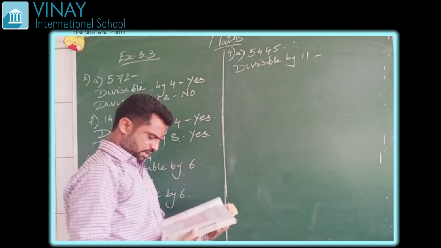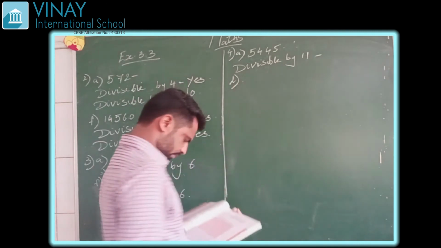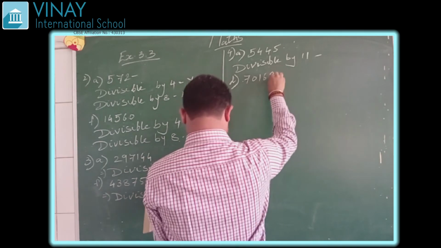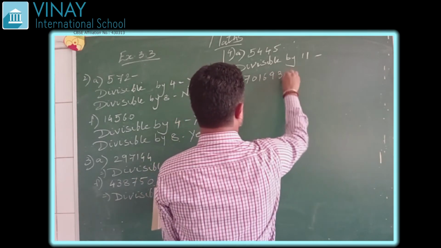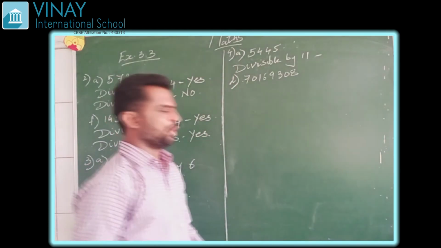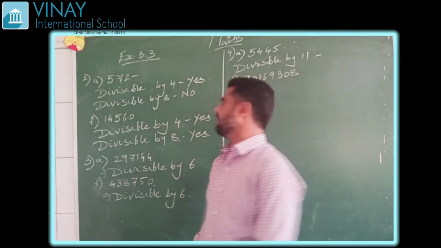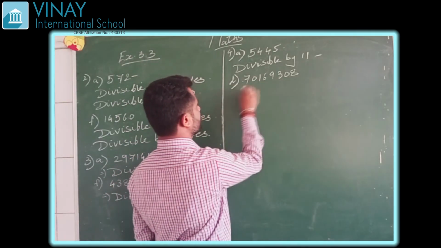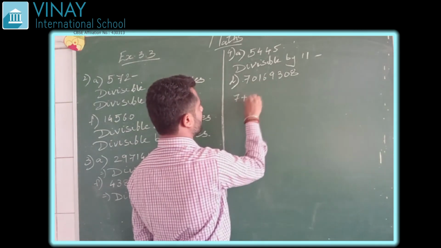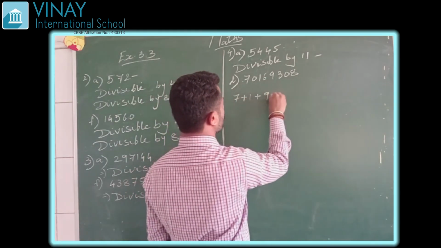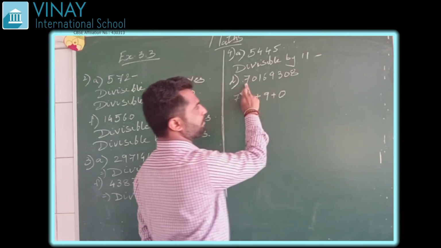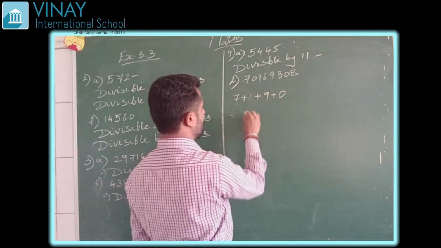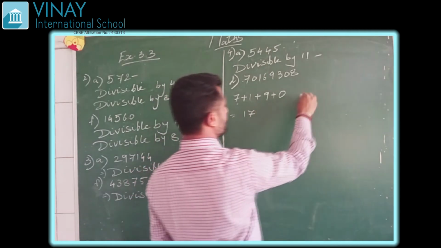Next, let us see question number D. 70169308. Now first we need to find the sum of odd place digits, that is 7 plus 1 plus 9 plus 0. 7 plus 1 is 8, plus 9 is equal to 17.